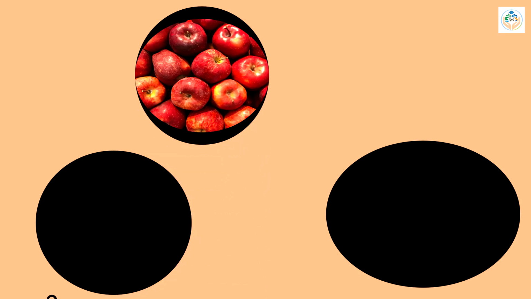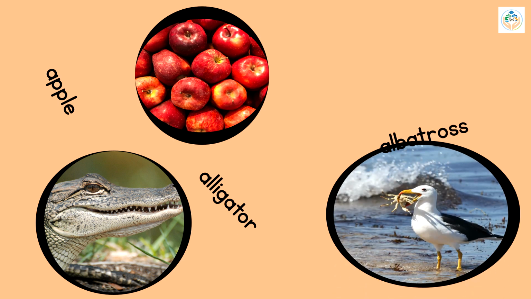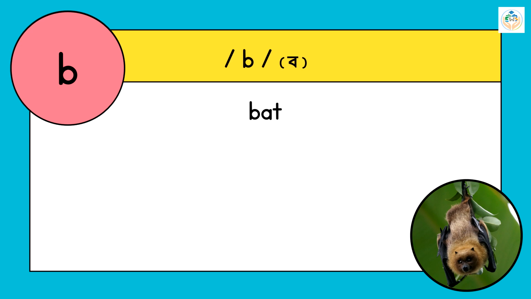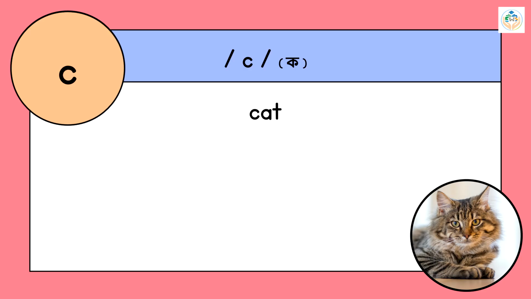A for apple. A for alligator. A for albatross. B. B sounds like ball. B for bat. B for bee. B for ball. C. C sounds like cat.